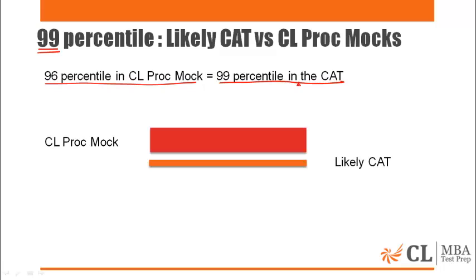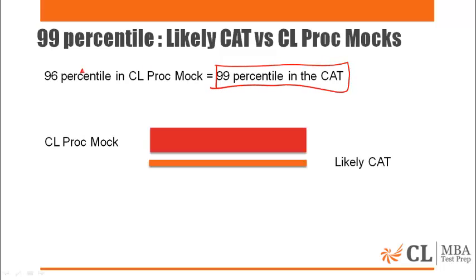What that means is, irrespective of the difficulty level of the paper, if you are hitting 96 percentile in the CL mock, that means you are 99 percentile in CAT. You can go by this data. This is very valid data. We have enough statistics to prove this. So about 96 percentile in the CL mock would be equivalent to 99 percentile. Okay, now we are comparing this. Let's just, for the moment, not worry about this. We are basically looking at what is a 99 percentile in CAT.